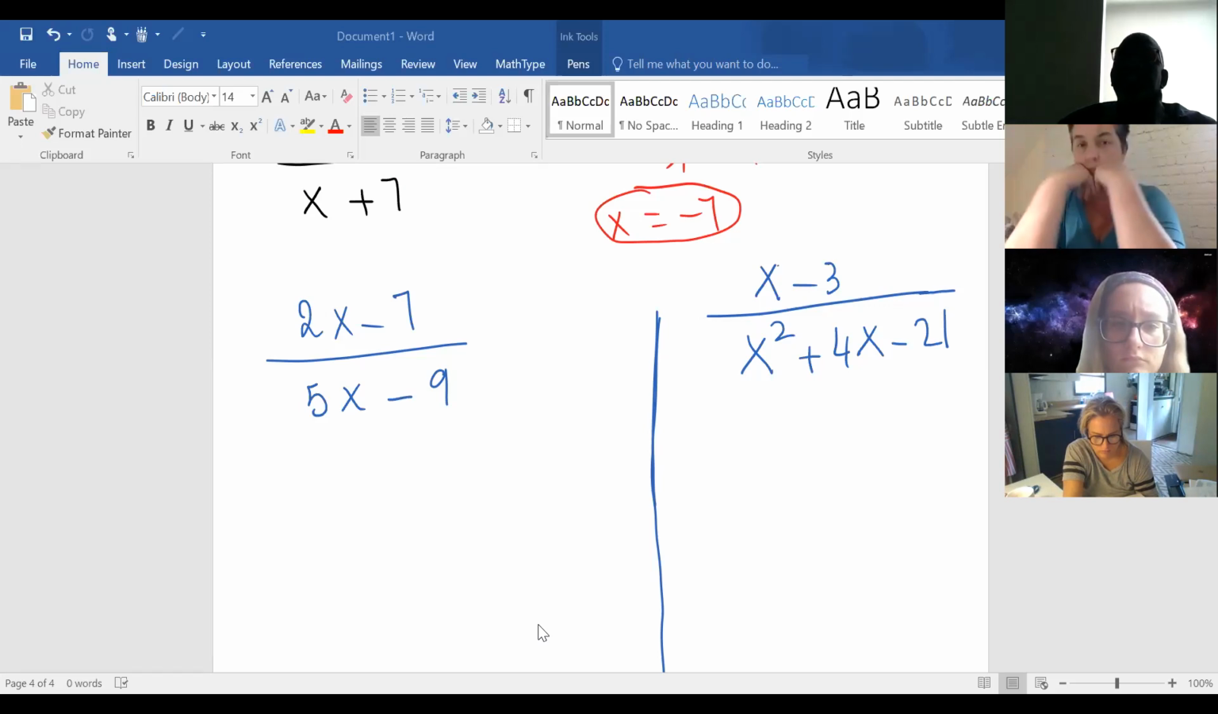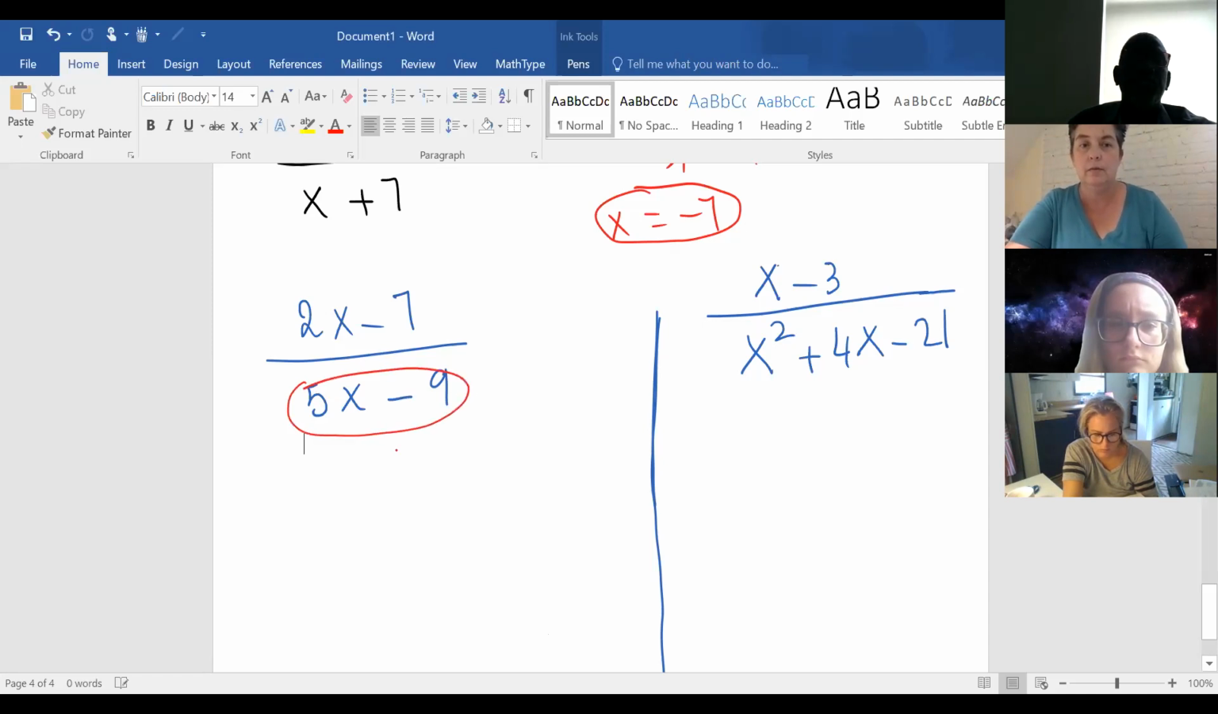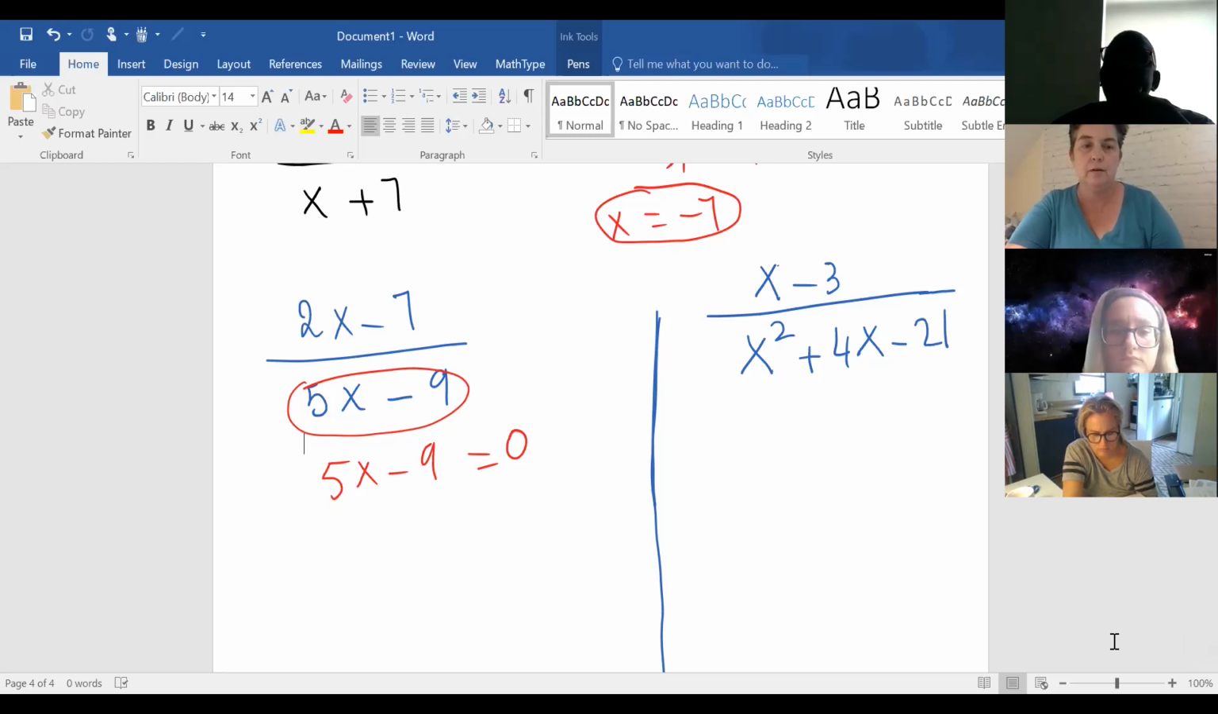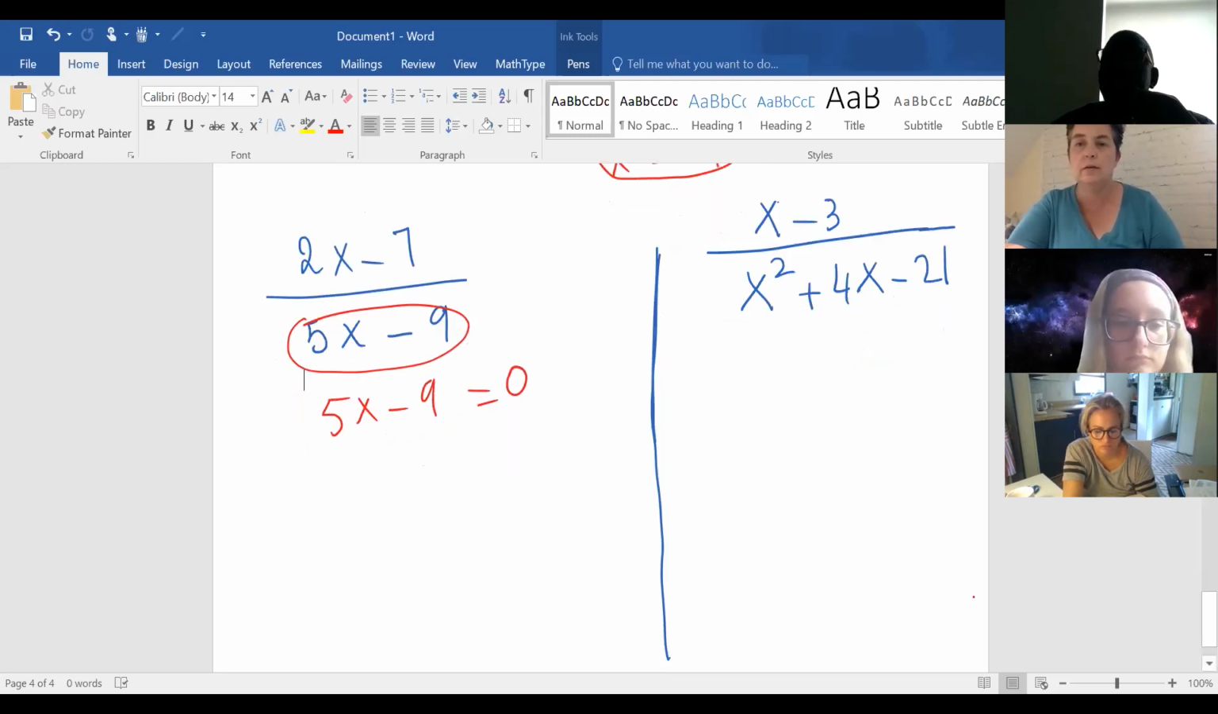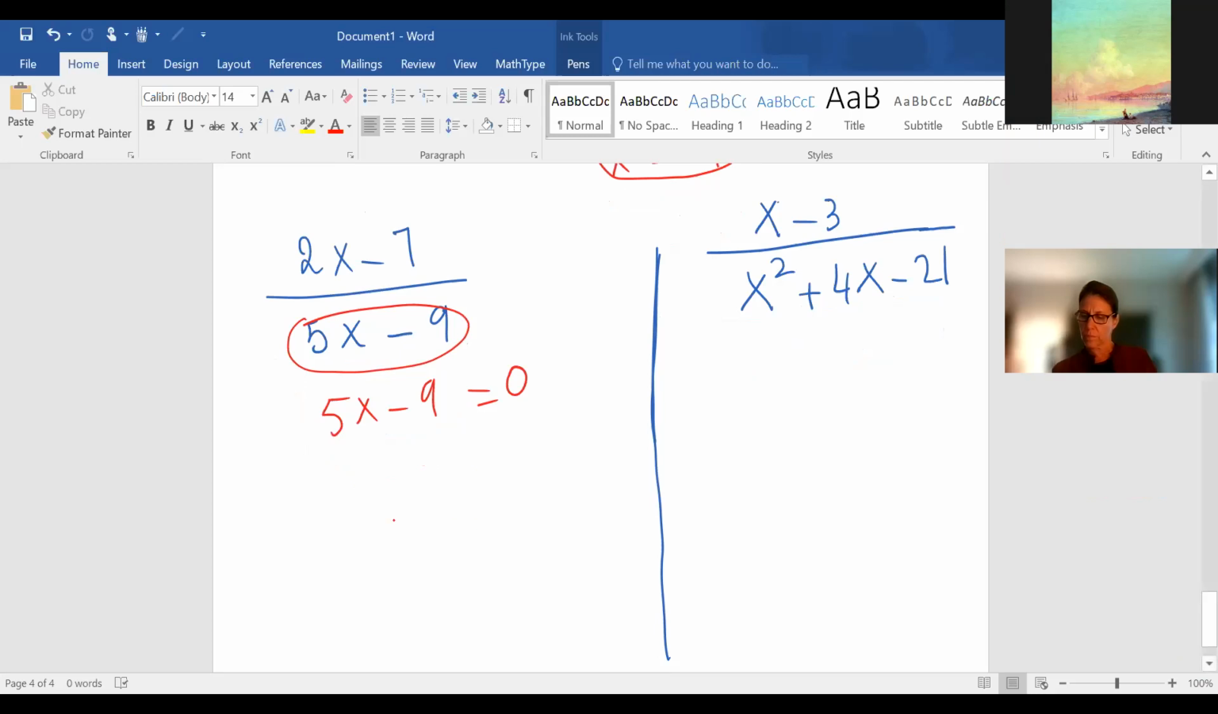All right, so the first one, what do you have to set to 0? We have to set these two to 0, right? All right. Somebody got the excluded value here? What solution? What answer you got? 9/5. 9/5. Thank you. What did you do first to get that answer? Add 9 on both sides. Thank you. Add 9 on both sides, right?